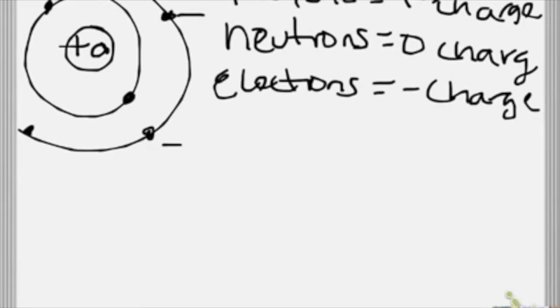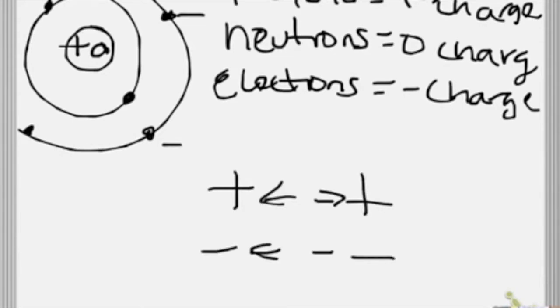Okay, so you said two like charges repel. So if I have two positive charges, they're going to repel? Yep. And if I have two negative charges, they're going to repel? Yes. So you're saying that if I have a positive and a negative, then they're going to attract? Yep, that's right. Positive and negative charges attract each other. So they would be going toward each other? Yep.